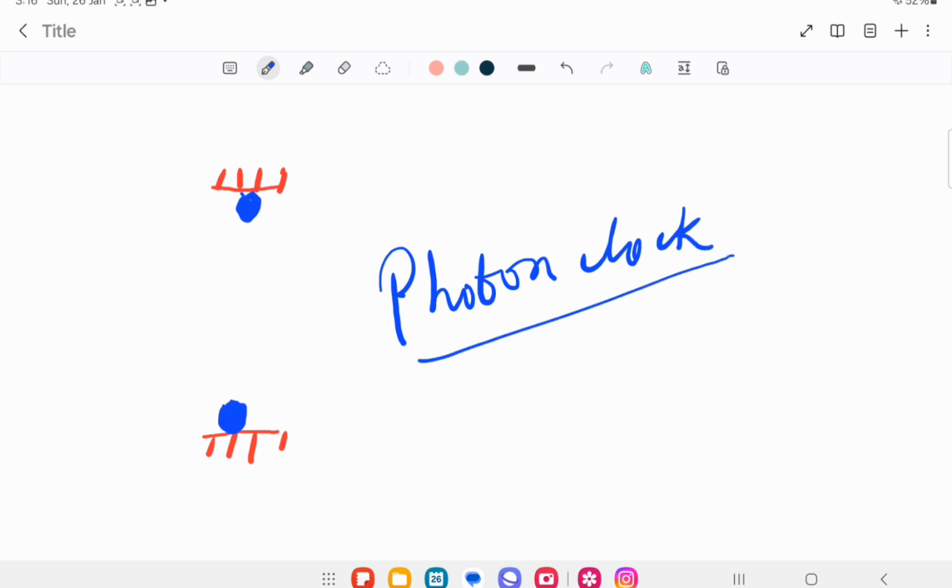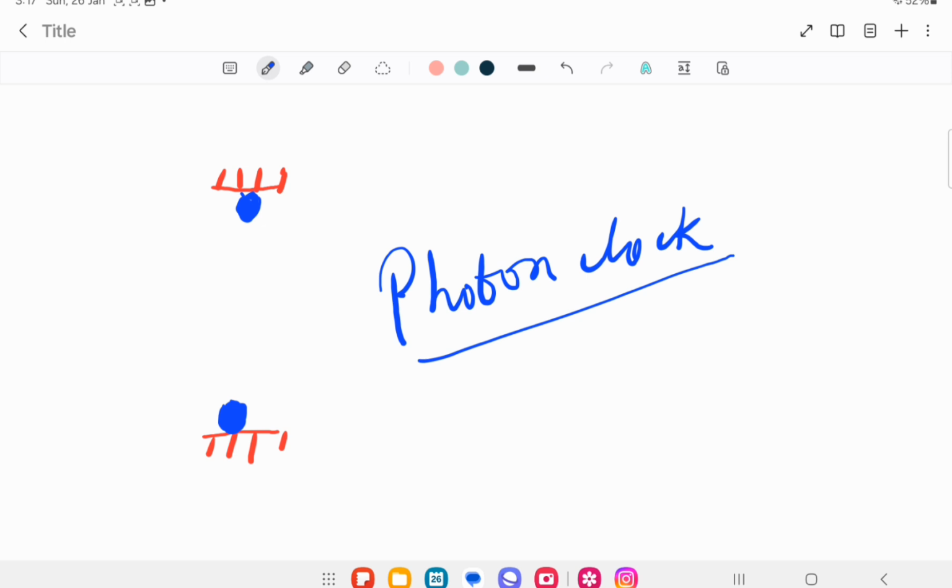To explain this, I'll need a device called a photon clock. And you can ask a simple question, why a photon clock and not a normal clock? Well, my friends, you can take a normal clock too, and it will behave the same way. I promise it will be clear to you by the end of the video. But a photon clock is just simpler to explain the time dilation.